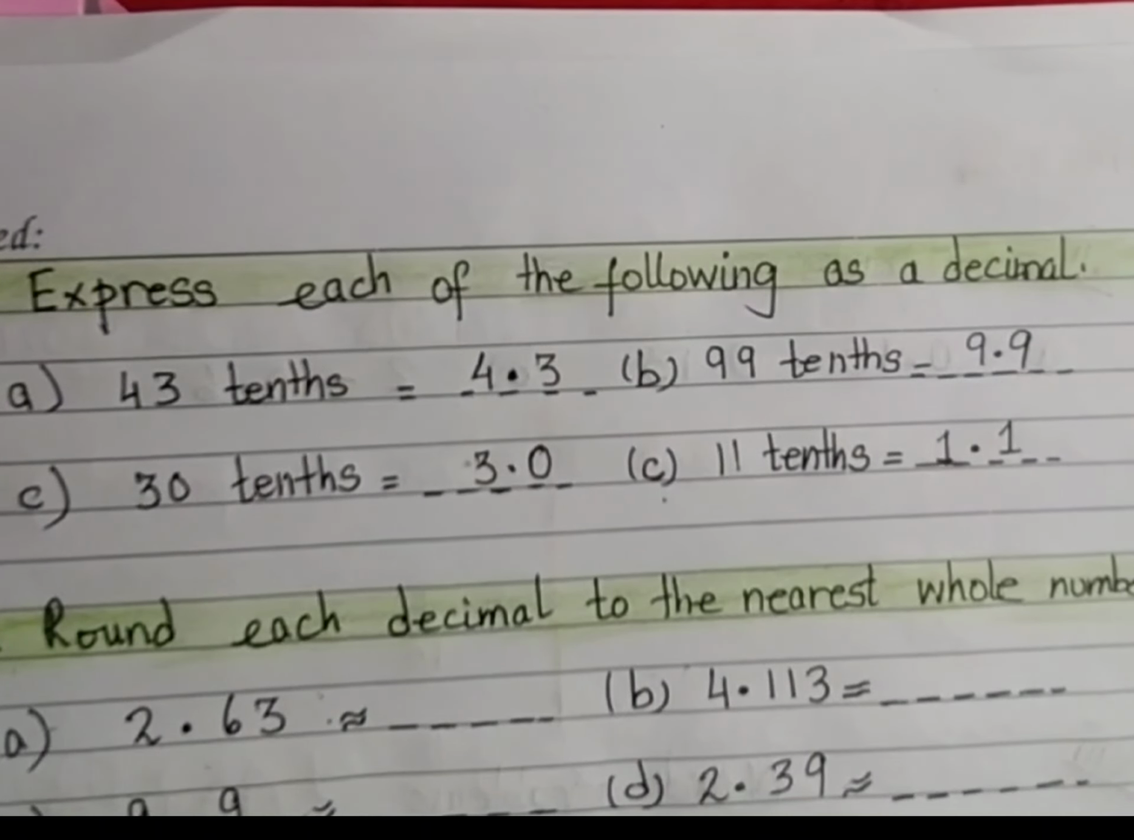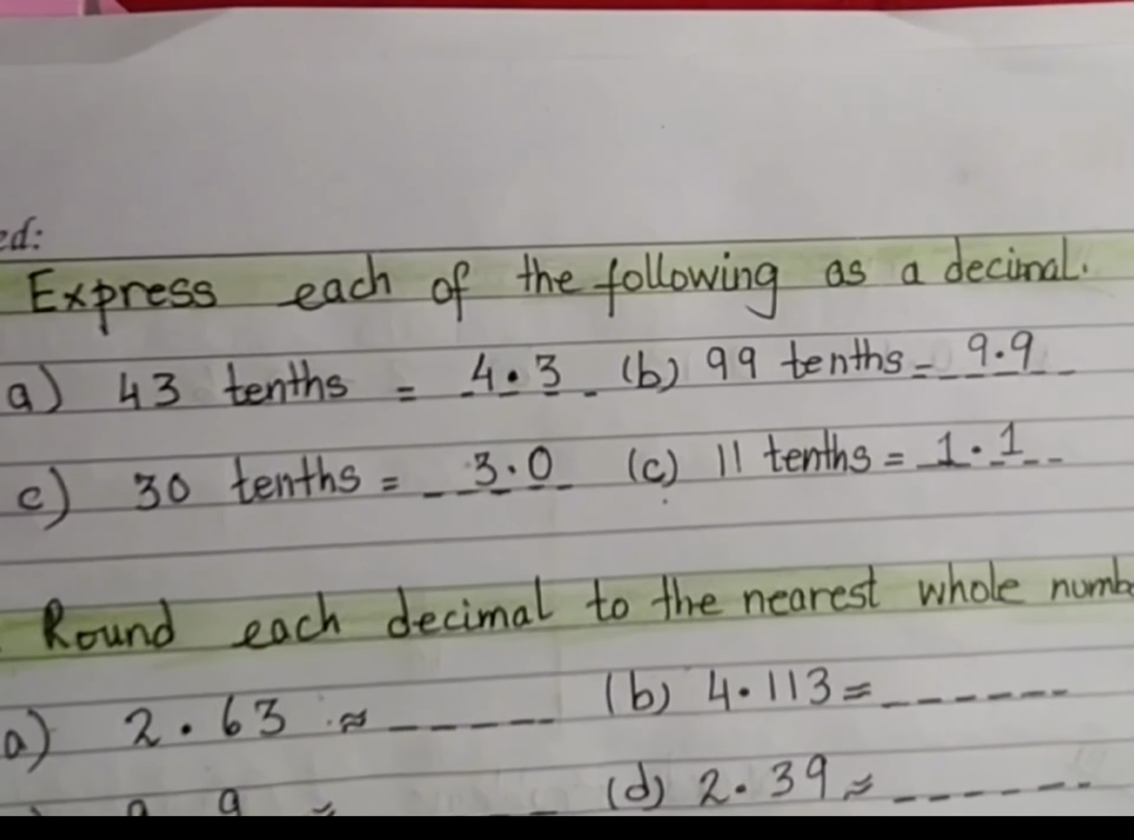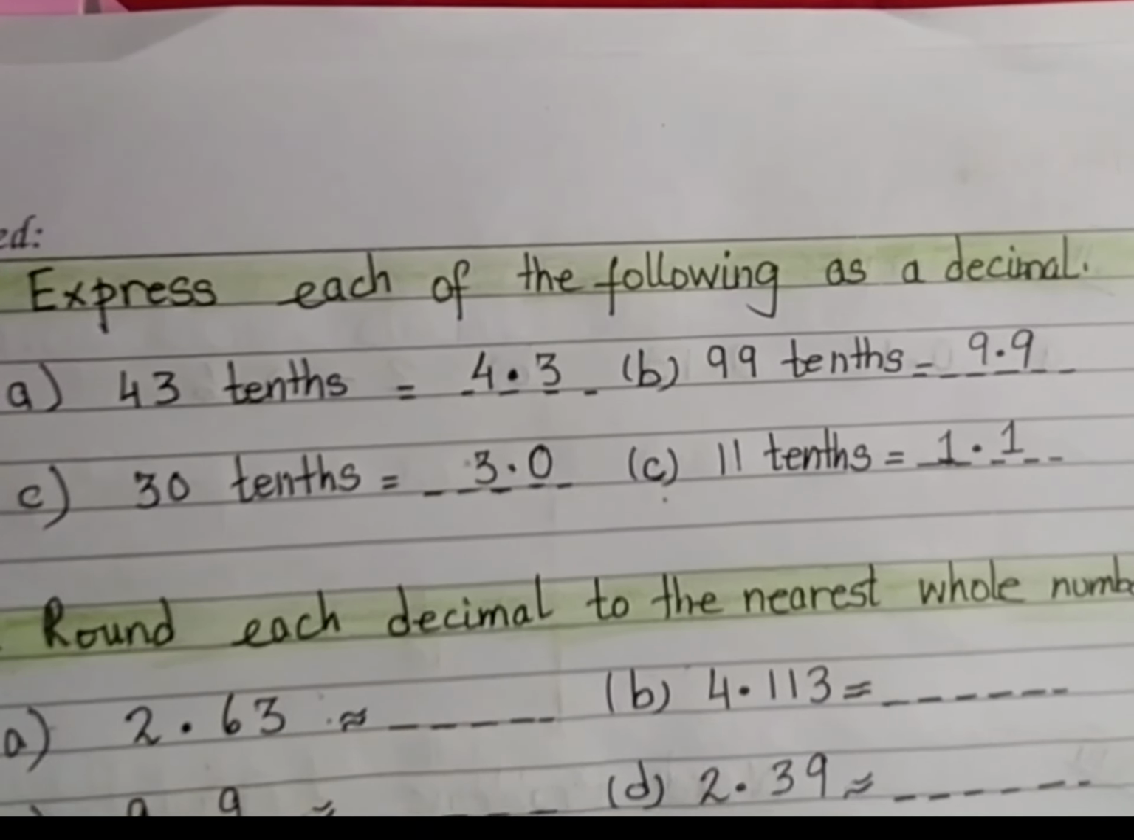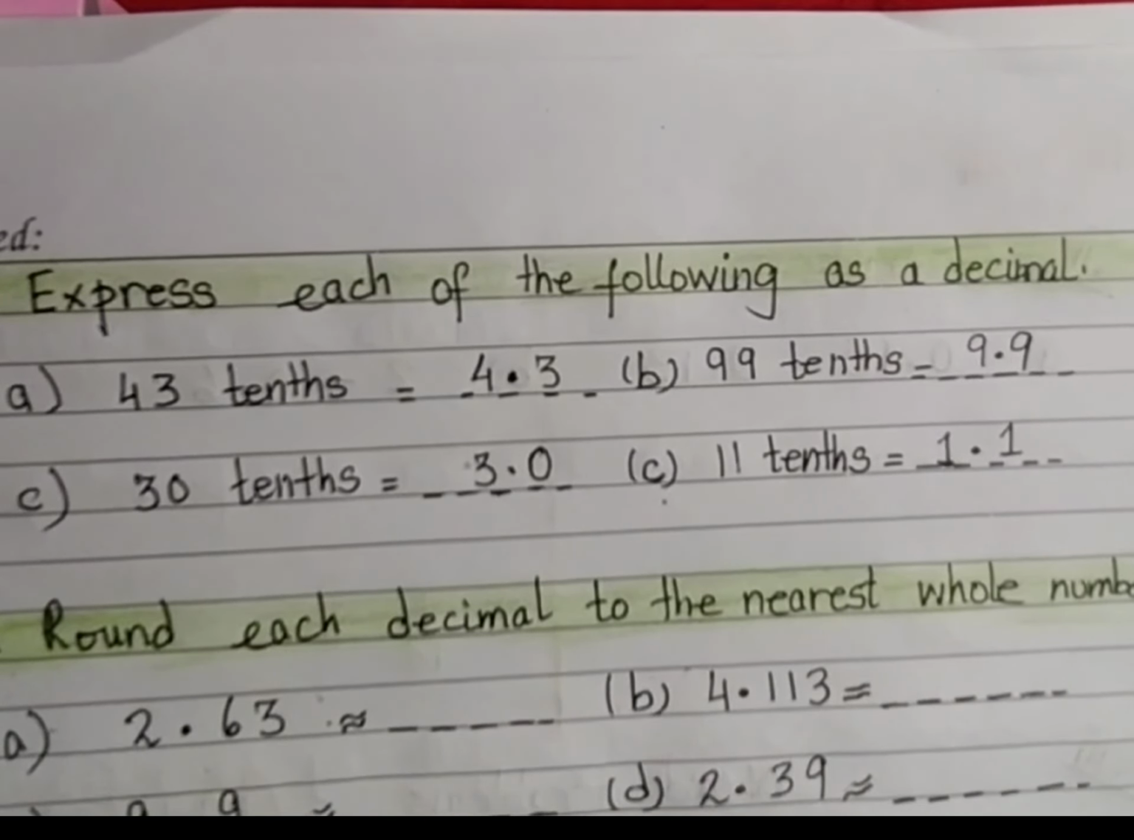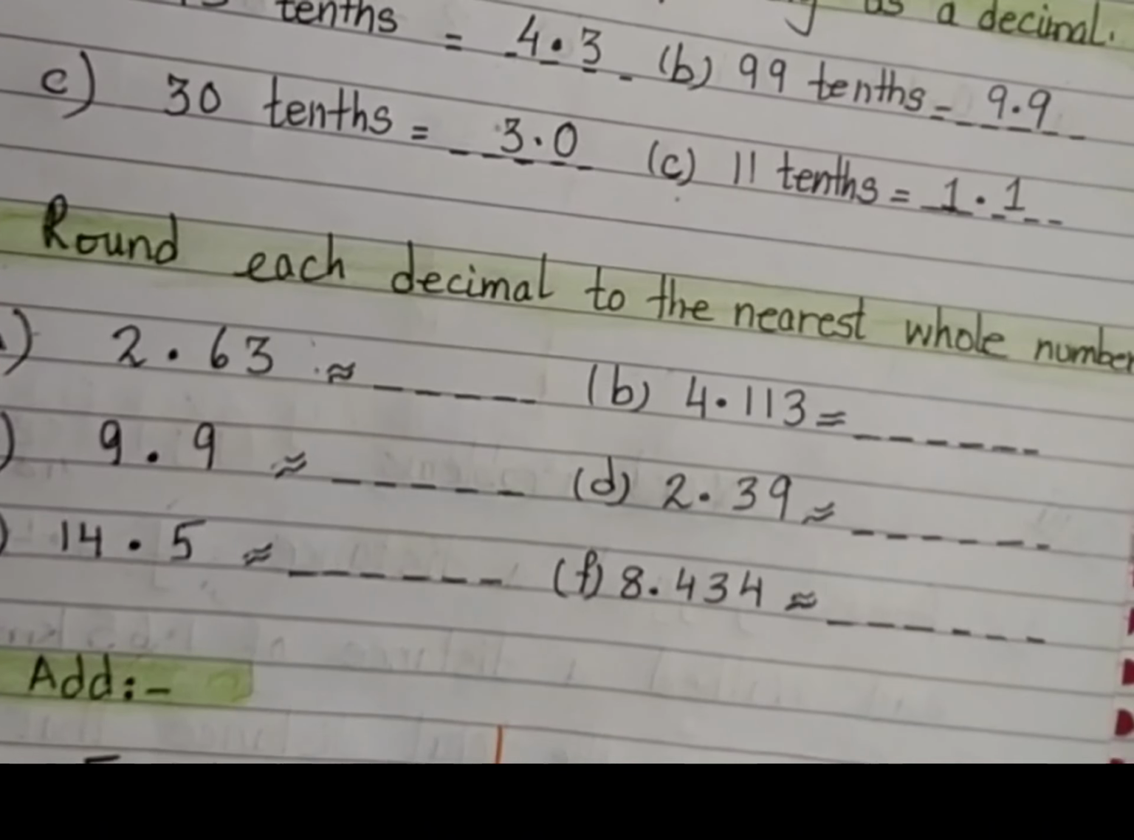Hope you have all answered the questions correctly as they were done in class. Okay, hopefully everybody has completed this question too. And in case you have got them wrong, I hope you must have understood after listening to the video here. Okay, moving ahead to the fifth question. Round each decimal to the nearest whole number.